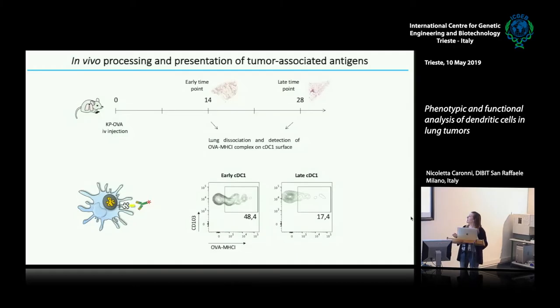And as you can see here, at the early time point, almost 50% of the cells present the complex on their cell surface. On the contrary, at the late time point, less than 20% of the cells present these antigens, meaning that at later time points, with the development of the tumor, they lose the ability to present these antigens on the cell surface.